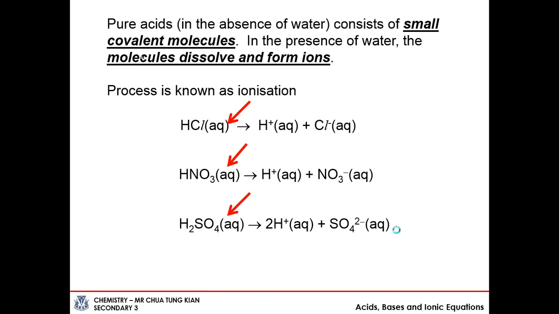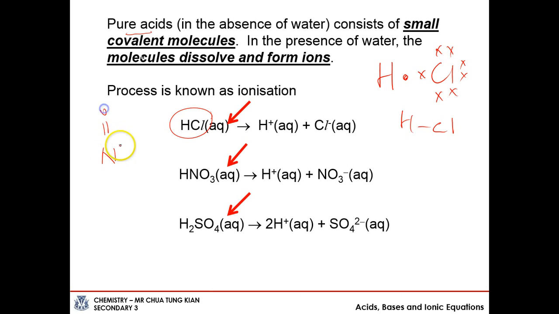So why do I keep harping on the point that there's no H+? If there's no water, there wouldn't be any H+ for any reaction to take place. This is because acids, in the absence of water, are actually small covalent molecules. Let's recall how we draw HCl. If I were to draw the dot-and-cross diagram for HCl, it will look something like this. Okay, so HCl, single bond. HNO3 is a bit more complicated. It's something like this. And H2SO4 is a bit more complicated. It is something like this.